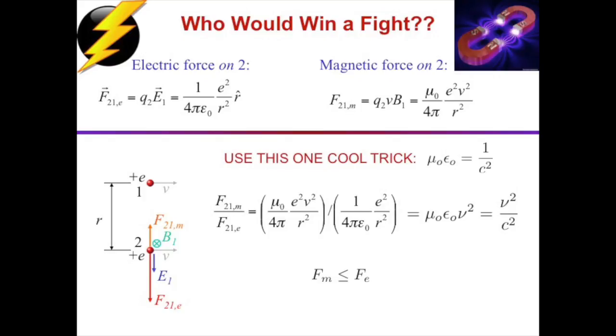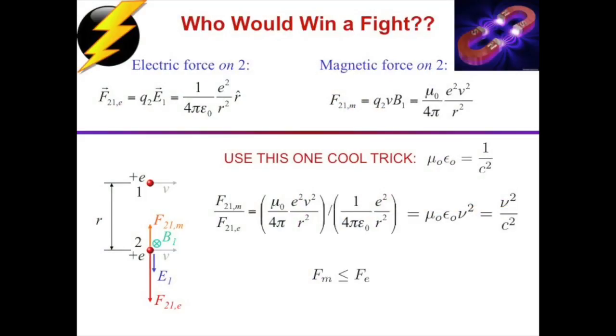So the electric force on particle 2, we already calculated, was 1 over 4 pi epsilon naught, e squared over r squared, times r hat. The magnetic force on particle 2, we already calculated, its magnitude was mu naught over 4 pi, e squared v squared over r squared. So if I just look at these forces, the similarities are that there's an e squared in both, there's a 1 over r squared in both, there's even a 1 over 4 pi in both. So now I just want to take the ratio, right? We'll use this one cool trick that mu naught times epsilon naught is 1 over c squared.